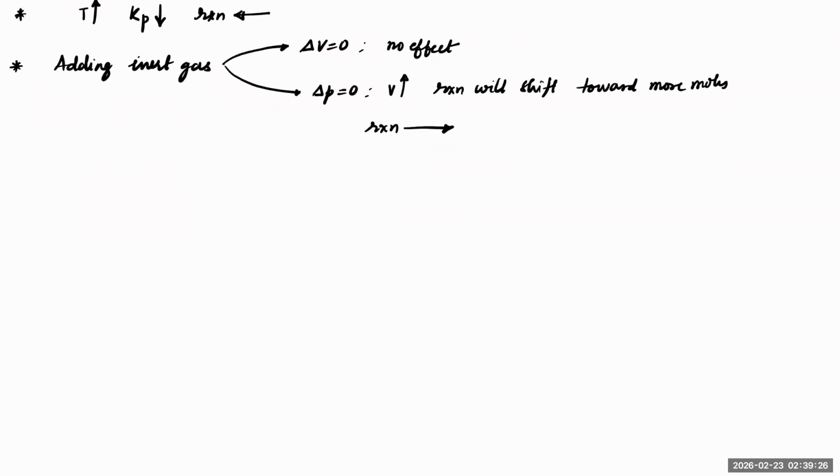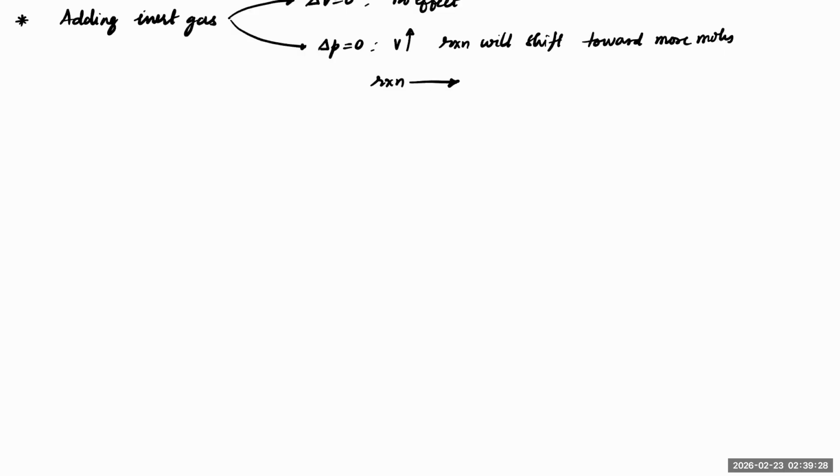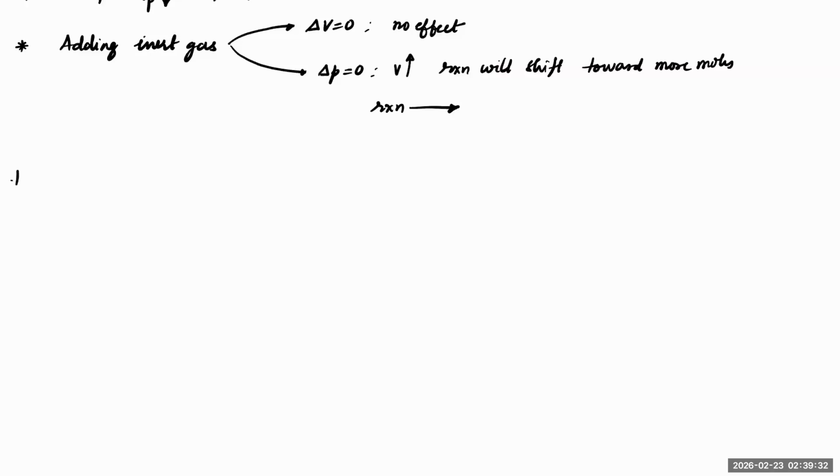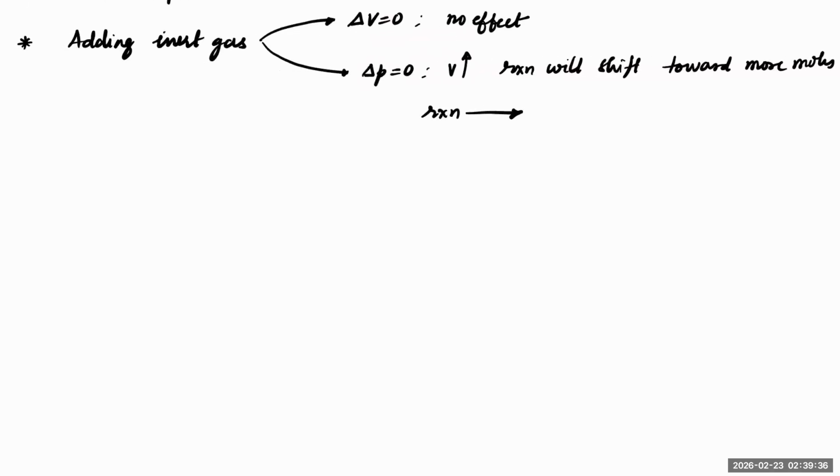Okay. So having said these points, the next thing we need to understand is simultaneous equilibrium. One of the simultaneous equilibria we learned in ionic equilibrium, correct? It is along similar lines, got it?